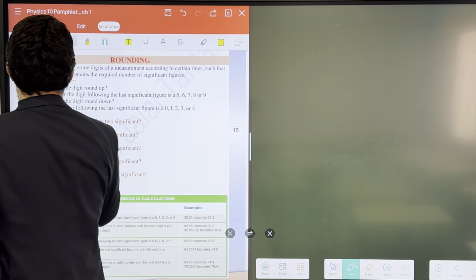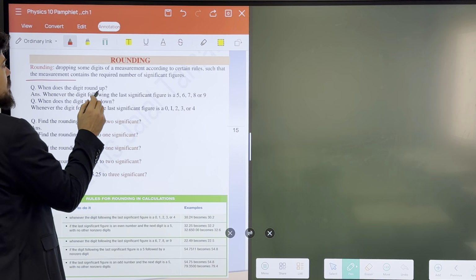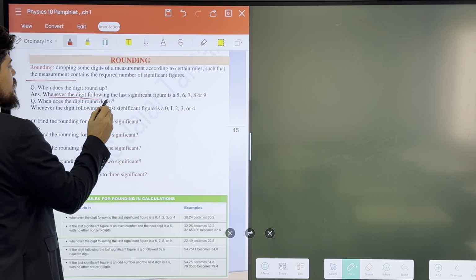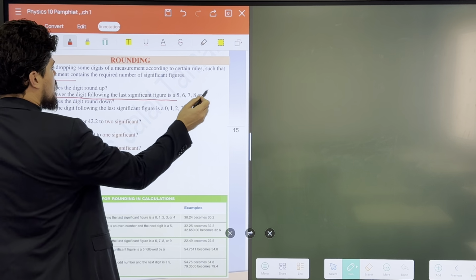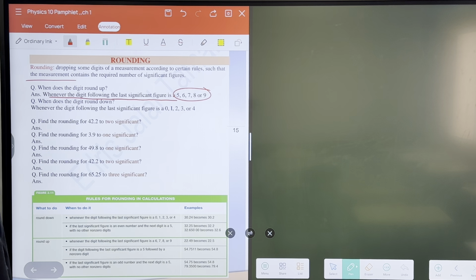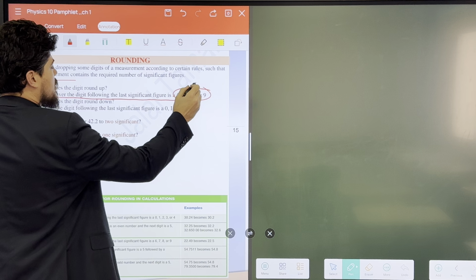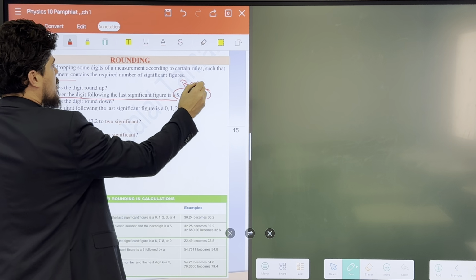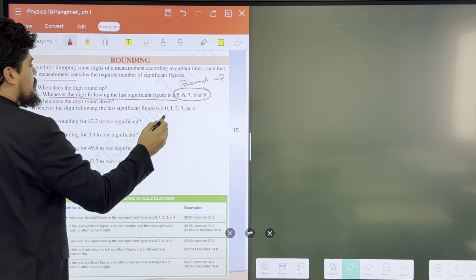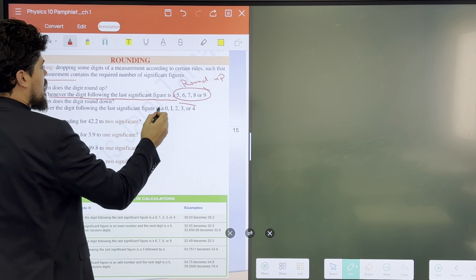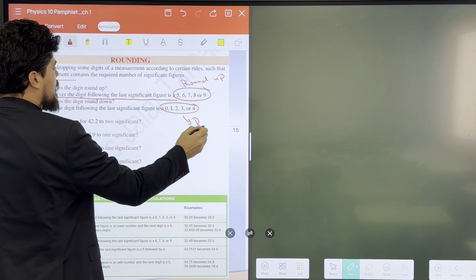Guys, when does the digit become rounded up? Whenever the digit following the last significant figure is 5, 6, 7, 8, or 9, it's going to be rounded up. But if it is 0, 1, 2, 3, or 4, it's going to be rounded down.